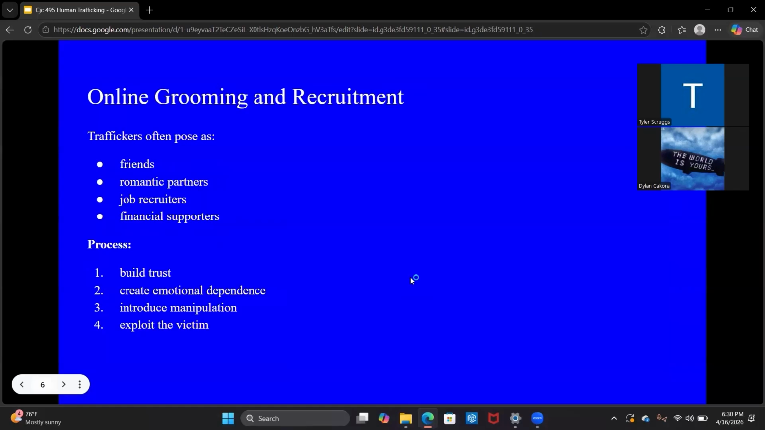And this links to online grooming and recruitment. Traffickers use many strategies to pose as friends, romantic partners, job recruiters, and financial supporters to access victims. They do this by first building trust, second, creating an emotional dependence, third, introducing manipulation, and fourth, finally exploiting the victim.